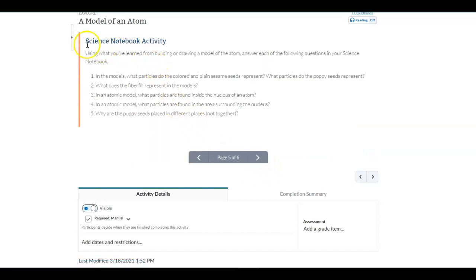So back to the science notebook activity. On your slide in your science notebook, you're going to include a picture of your model or a drawing, and then you're going to answer questions 1 through 5.